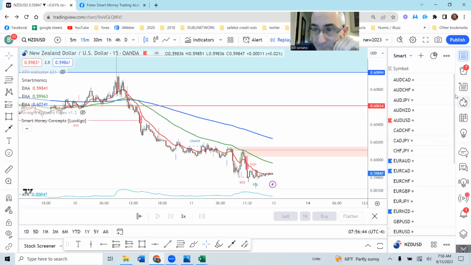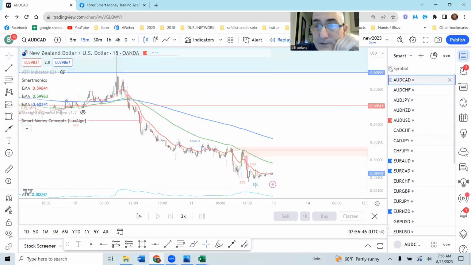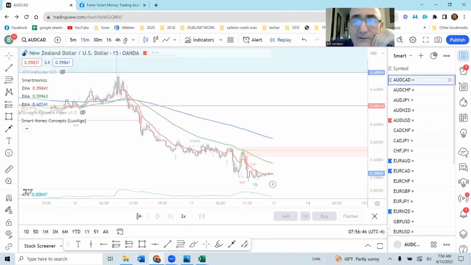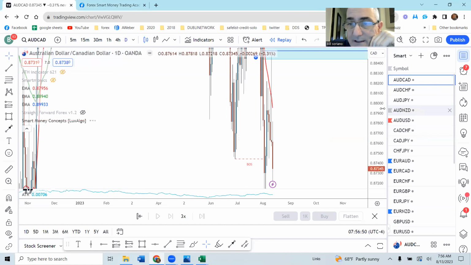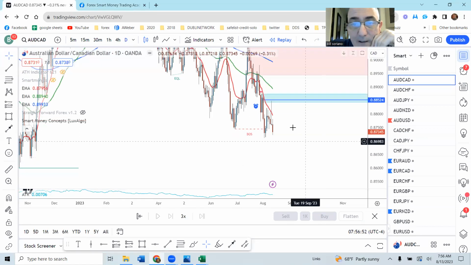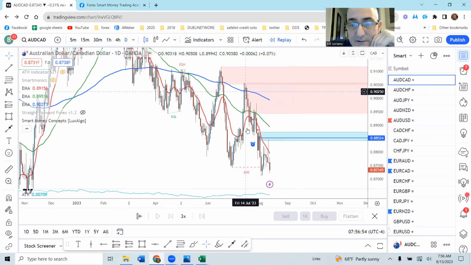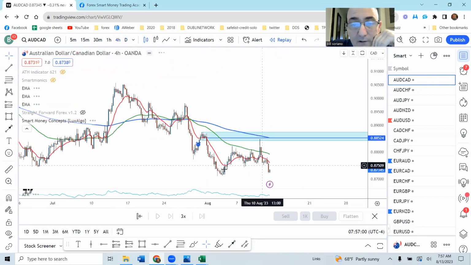So we're going to start at the top here. Basically, we go to the daily chart. We look for the daily bias, which is usually easy to see. You can see that this is clearly in a downtrend. We have this. We go to the 4-hour here.